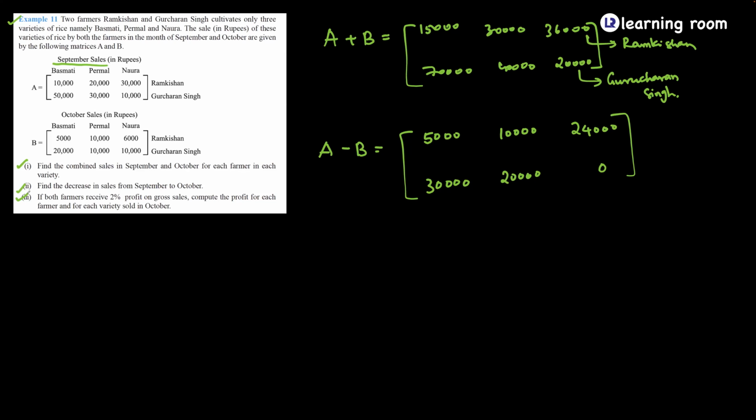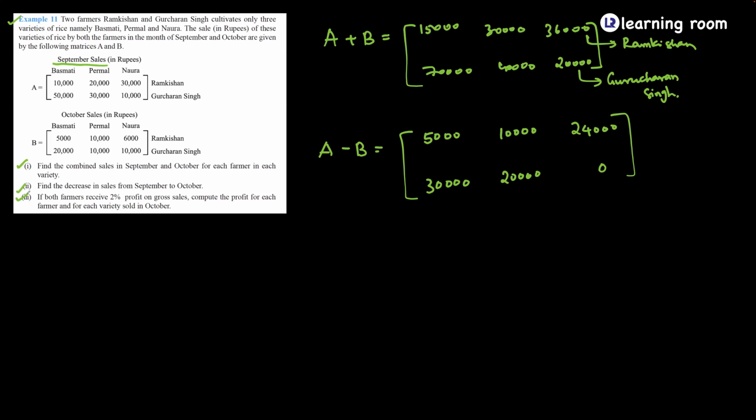Okay. So if both farmers receive 2% profit on gross sales, compute the profit for each farmer and for each variety sold in October. So what is gross sales? A plus B is gross sale. How much is the profit considered to be? 2% on gross sales.